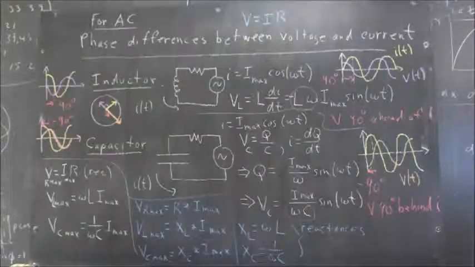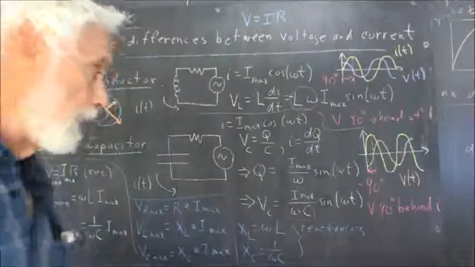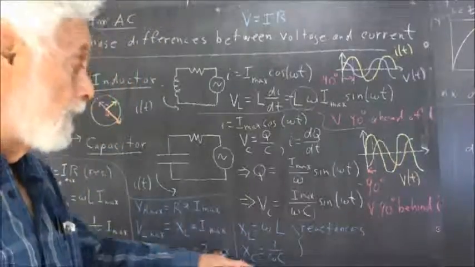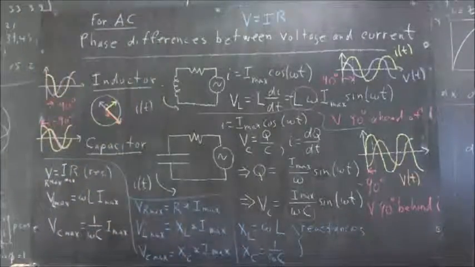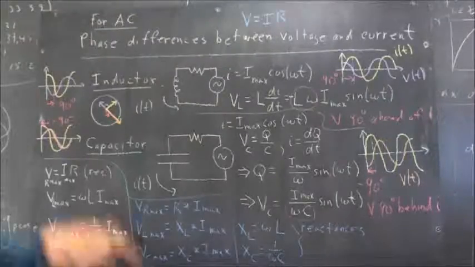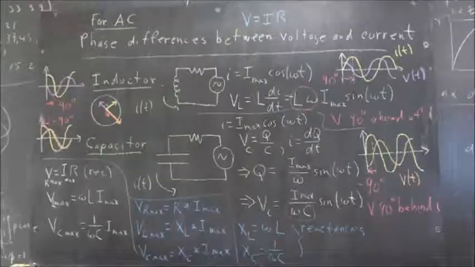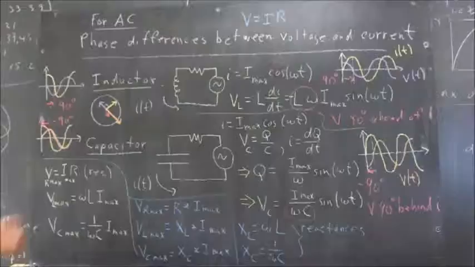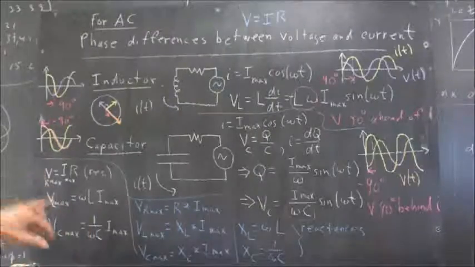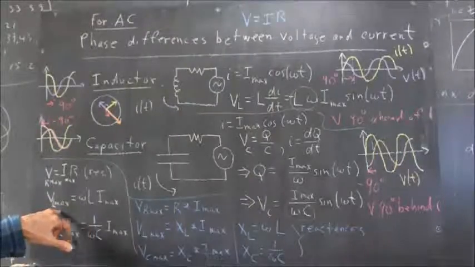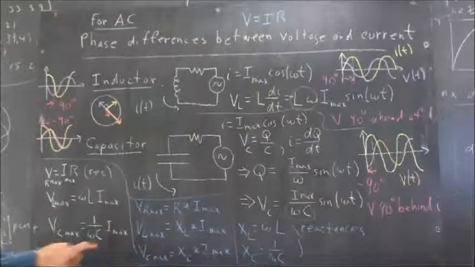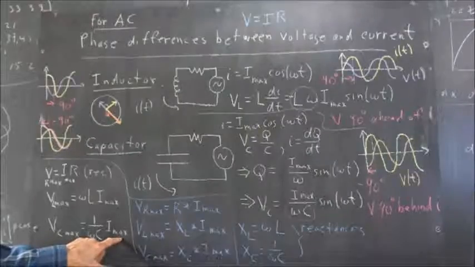These governing quantities, omega L and 1 over omega C, are called the inductive reactance XL and the capacitive reactance XC. And the reactances act in a way analogous to resistances. In addition to determining phase relationships, these reactances determine how the maximum voltage across the inductor relates to the maximum current, and how the maximum voltage across a capacitor relates to the maximum current.